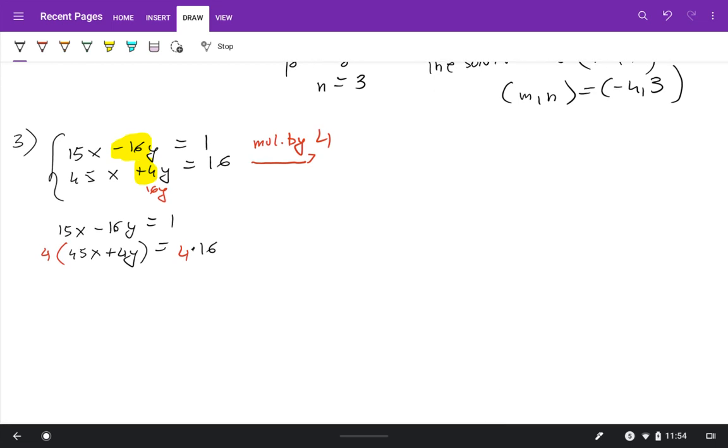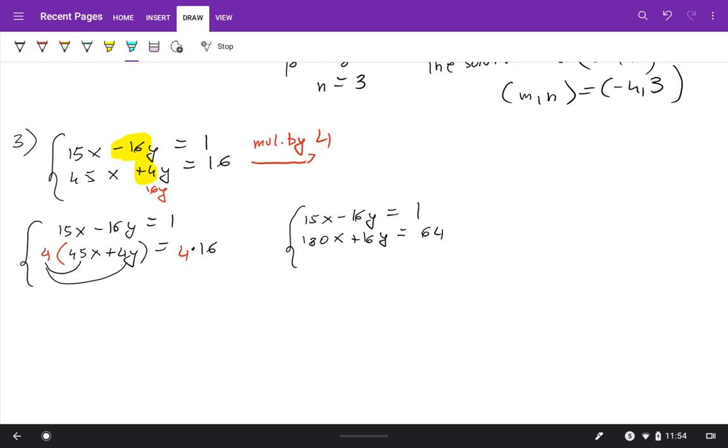Okay. So the first equation, let's copy. This is just 15x minus 16y equal 1. The second equation, we distribute 4 to both. So that will become 180x plus 16y equals 64.